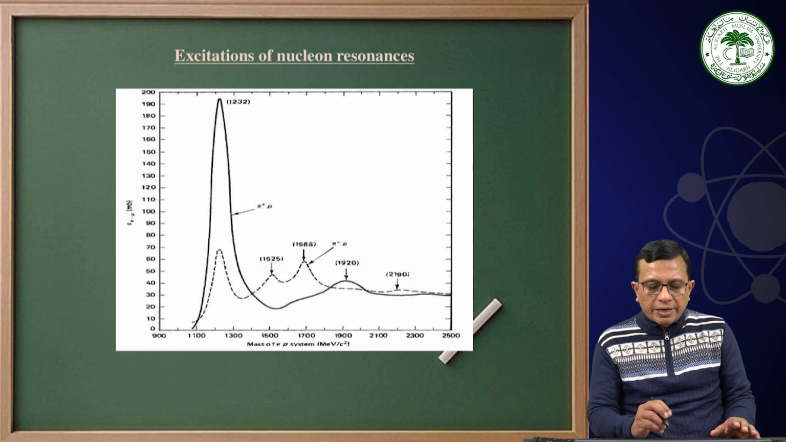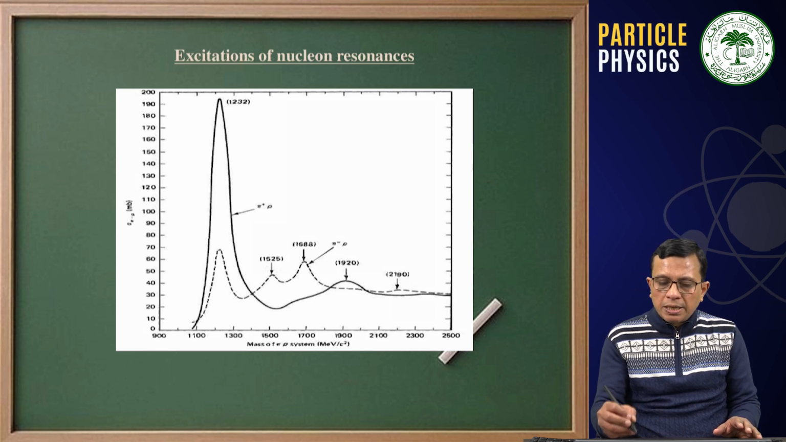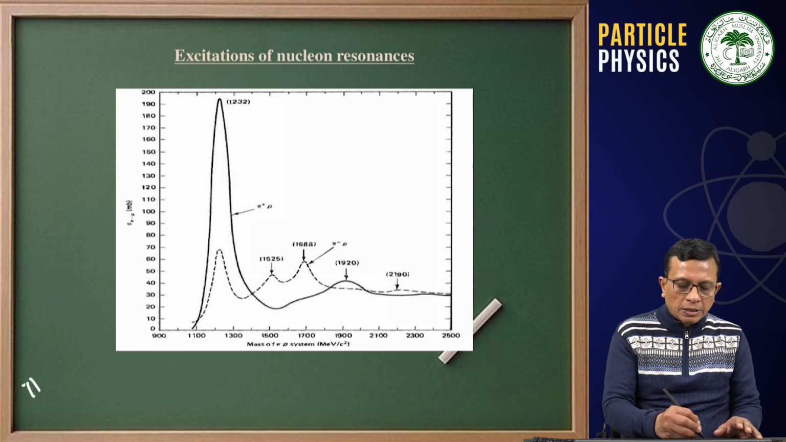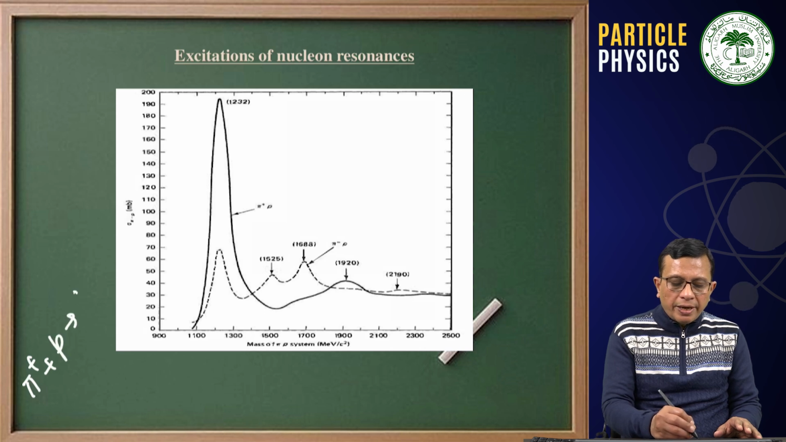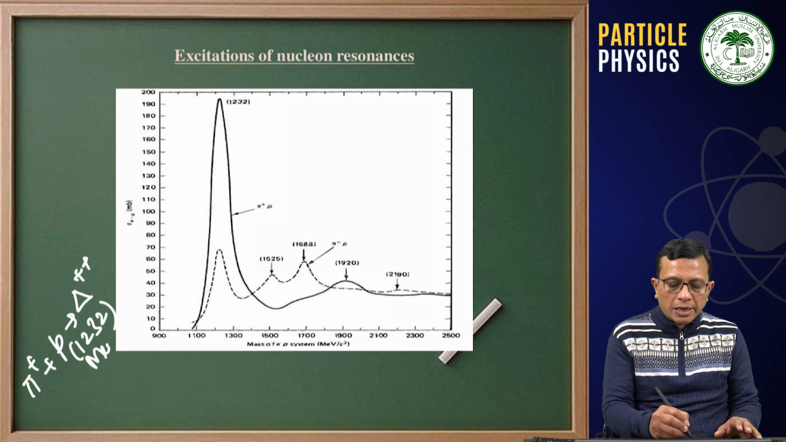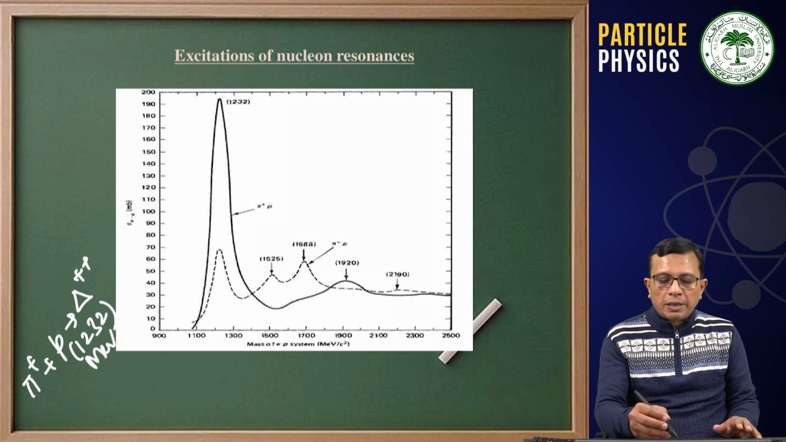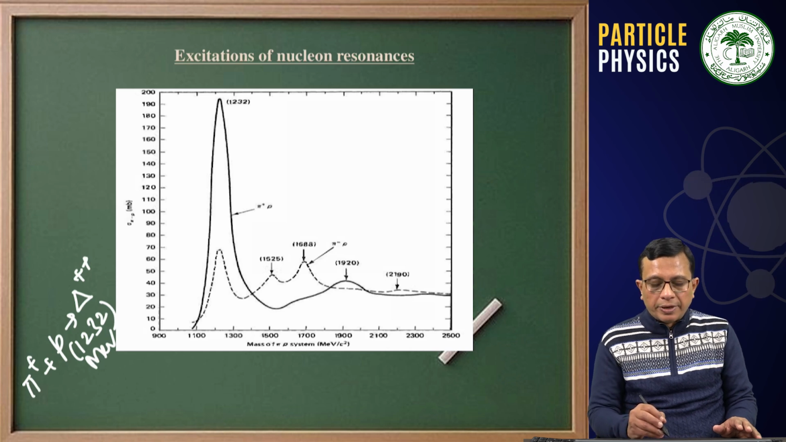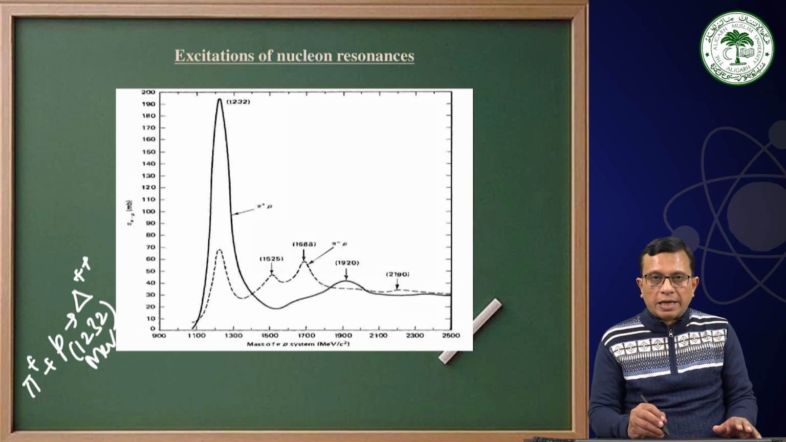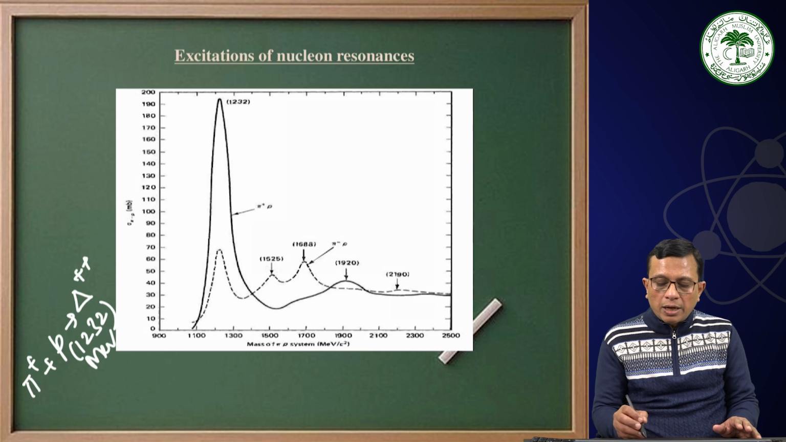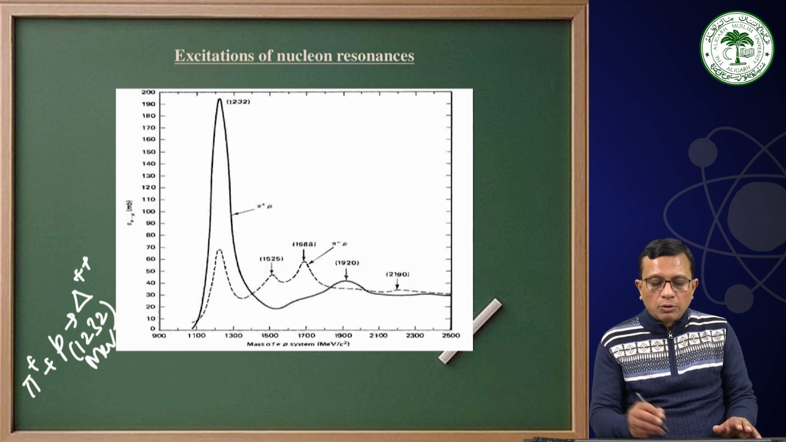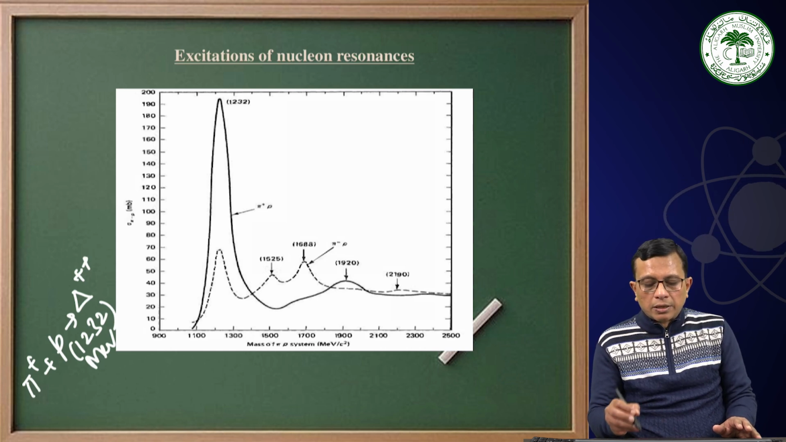For example, here I have taken the case of pi plus p scattering, where a delta plus plus has a mass of around 1232 MeV. As you can see here, the peak in the resonance curve occurs at 1232 MeV. This has been observed in nature, and then you have other resonances also. Similarly, in pi minus p scattering, you can observe several other resonances.